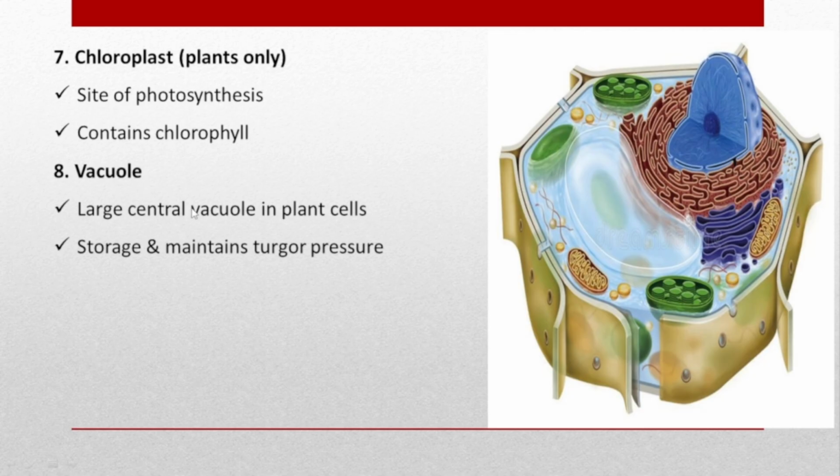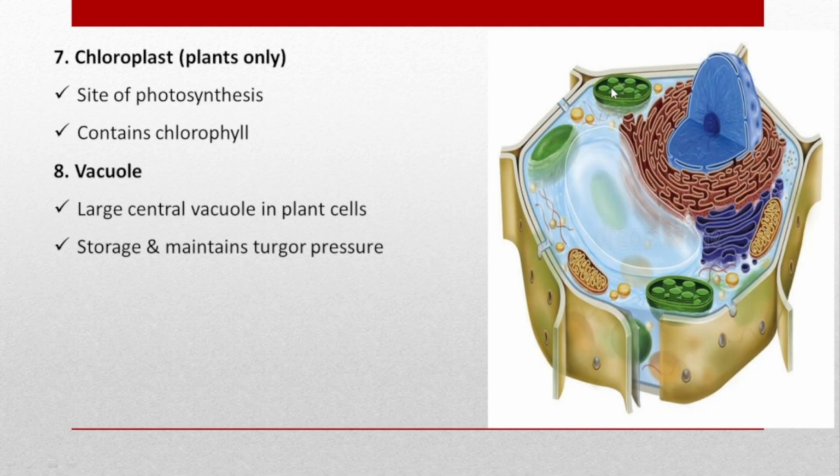The other one is the vacuole, a large central vacuole found in plant cells. We can see from this image, this is a vacuole, and this vacuole helps to store and maintain turgor pressure. When you see these images, there is a large vacuole, so this helps with turgor pressure. And this one is a chloroplast. Within the chloroplast, there is a chlorophyll pigment.